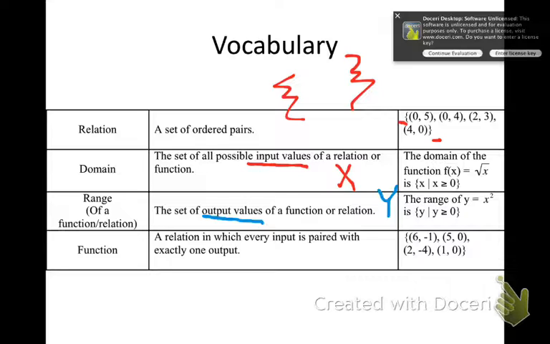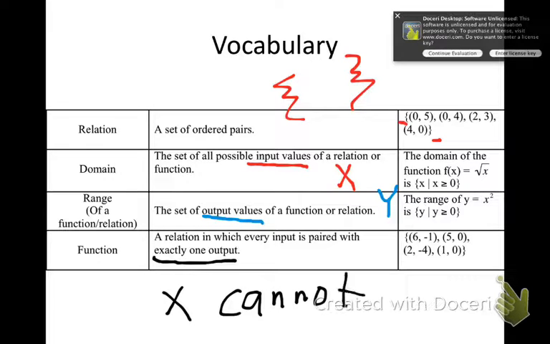Function. Function is a relation in which every input is paired with exactly one output. Okay, the key phrase there is it has exactly one output. All right, you can't have more than one output. Essentially, I think I asked Izzy in the hallway, you're one of them. What's that really say? What cannot repeat? Yeah, really, in order to be a function, x cannot repeat. All right, in order for it to really be a function, the x value cannot repeat. Essentially, my x value cannot go to multiple y values.